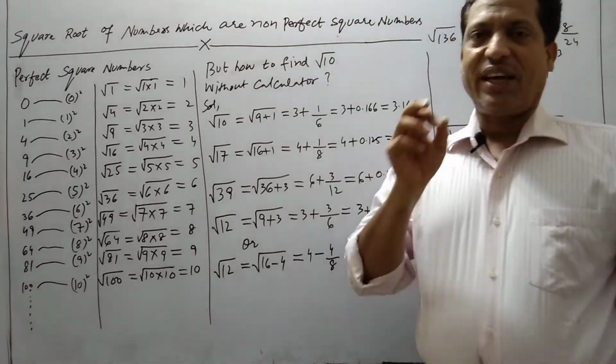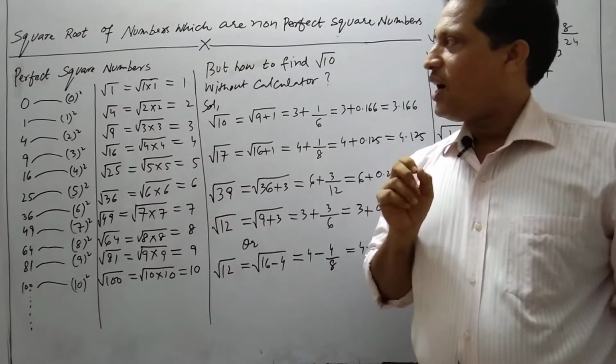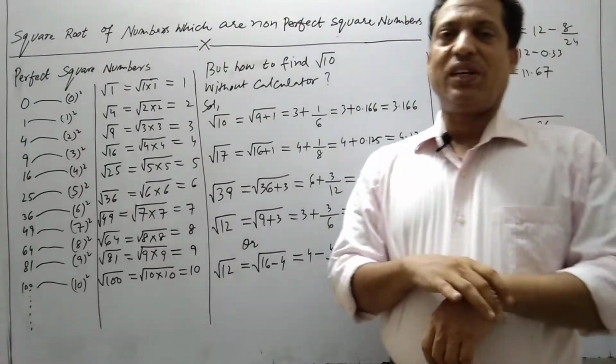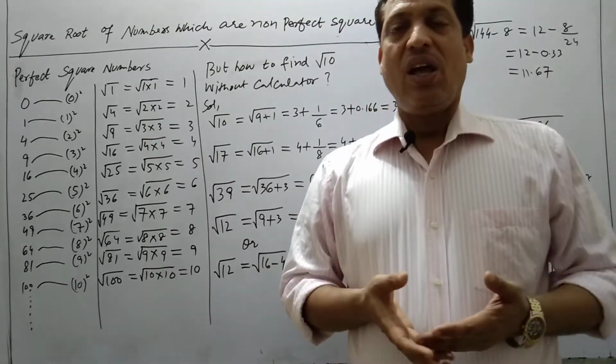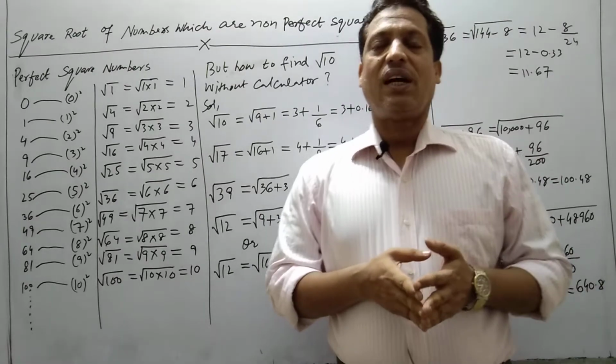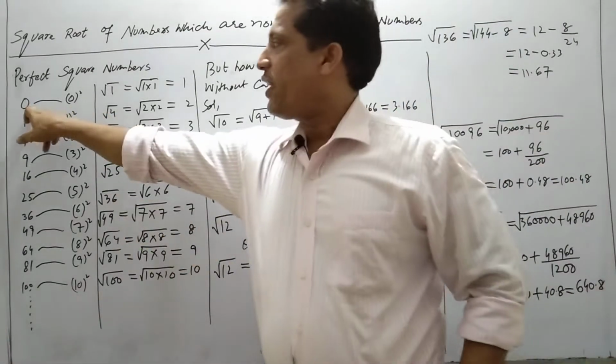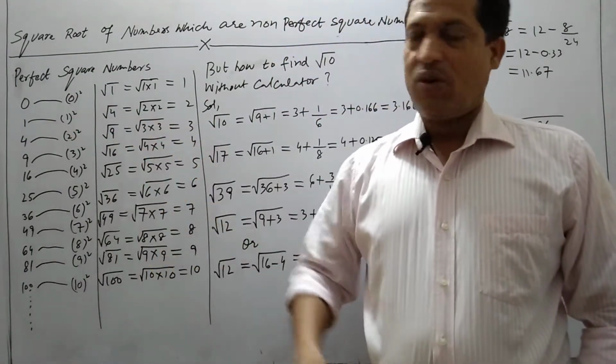First, I give you a small introduction about perfect square numbers. What are perfect square numbers? Perfect square numbers can be written in square form, and the numbers should be whole numbers. What are whole numbers? Whole numbers are non-decimal numbers. For example, 0 can be written as 0 square. 0 is a whole number.